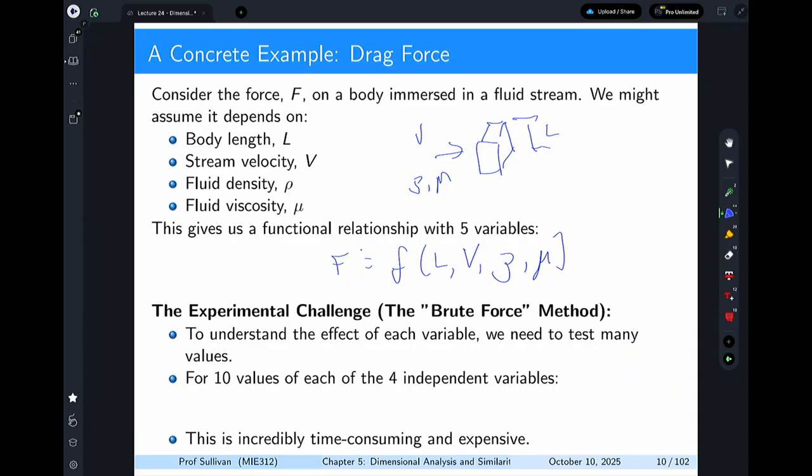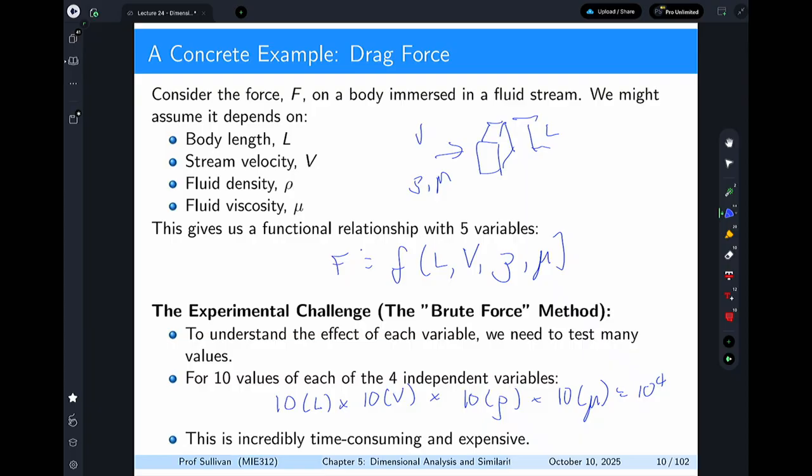The challenge is that if you want to look at all of these variables, you have to vary each of them. Say, for example, we have 10 L's times 10 velocities times 10 rhos times 10 mu's. You're looking at 10 to the fourth, which is 10,000. So you're doing 10,000 experiments where you have to vary all of those terms.